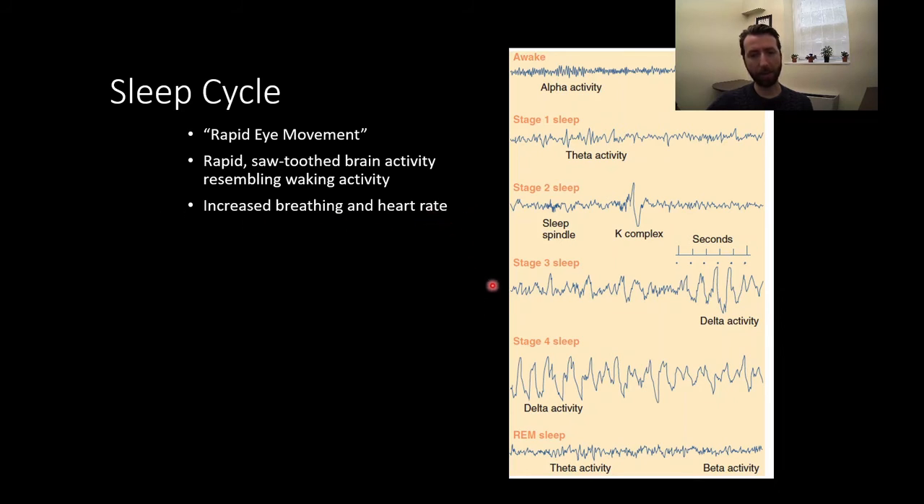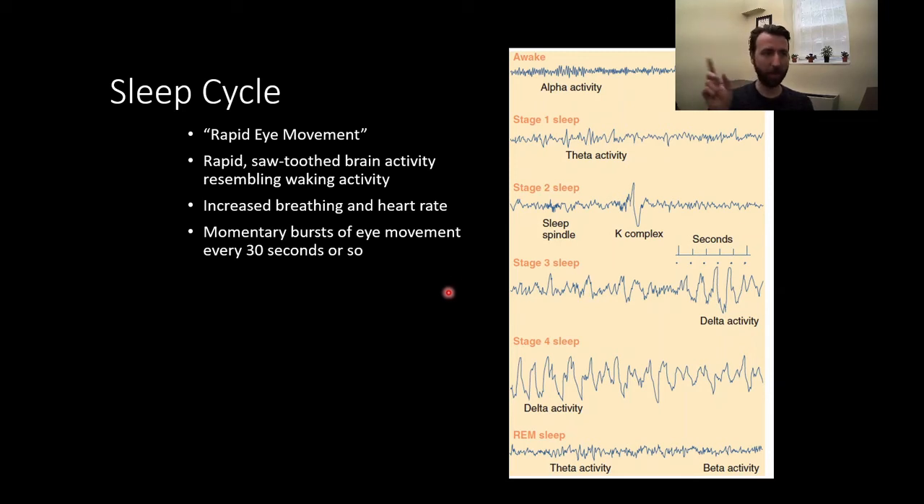We see increased breathing and heart rate relative to deep sleep, momentary bursts of eye movement every 30 seconds or so. So we'll see moving of the eyes back and forth, hence the name rapid eye movement. Dreaming also generally takes place during REM sleep. We also see a lack of muscle tone as the REM-related sleep paralysis sets in. So we see a drop in muscle tone on our EMGs, increase in activity on our measures of eye activity, increased breathing and heart rate, and this rapid waking-like brain activity.